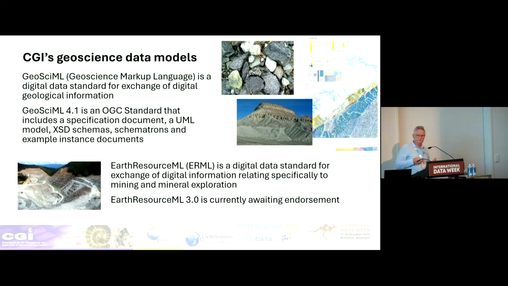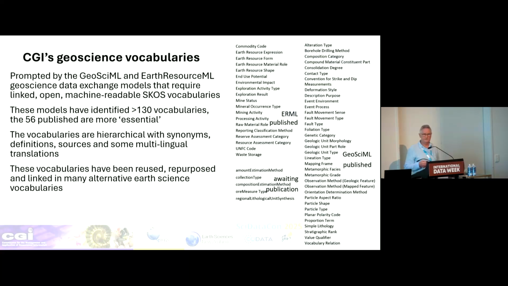We've basically done two major themes within. We published geoscience data models, so these explain relationships between various geological features, and also in the mineral space, another one related to mining and exploration data. And these are supported by a lot of geoscience vocabularies. We've identified through those two models something in the order of 130, and so far we've published 56 of these, and these are machine-readable SKOS vocabularies. And these are getting used and repurposed in many other vocabularies through other agencies. The vocabularies are fairly sophisticated in that they're hierarchical, they've got definitions and sources, and in some cases multilingual translations.